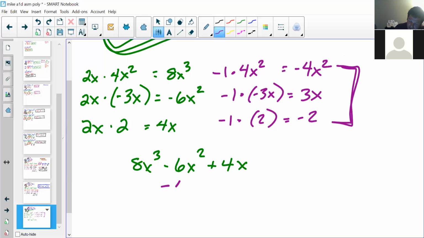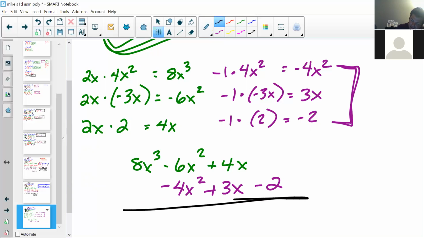So I know that that negative 4x squared is going to be like terms with the negative 6x squared because of the 2 exponent. I know the positive 3x would be a like term with 4x. And then we have a negative 2, and there's no constants in green. So I'm going to go ahead and put a negative 2 on the back end here. That kind of helps me see the like terms a little bit better. It's just one of the things I like to do.